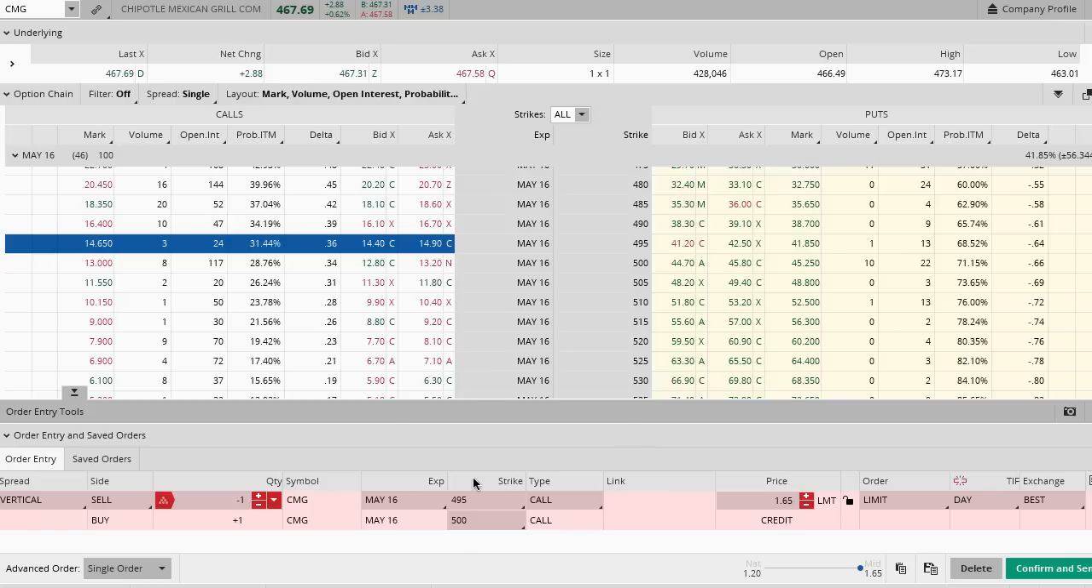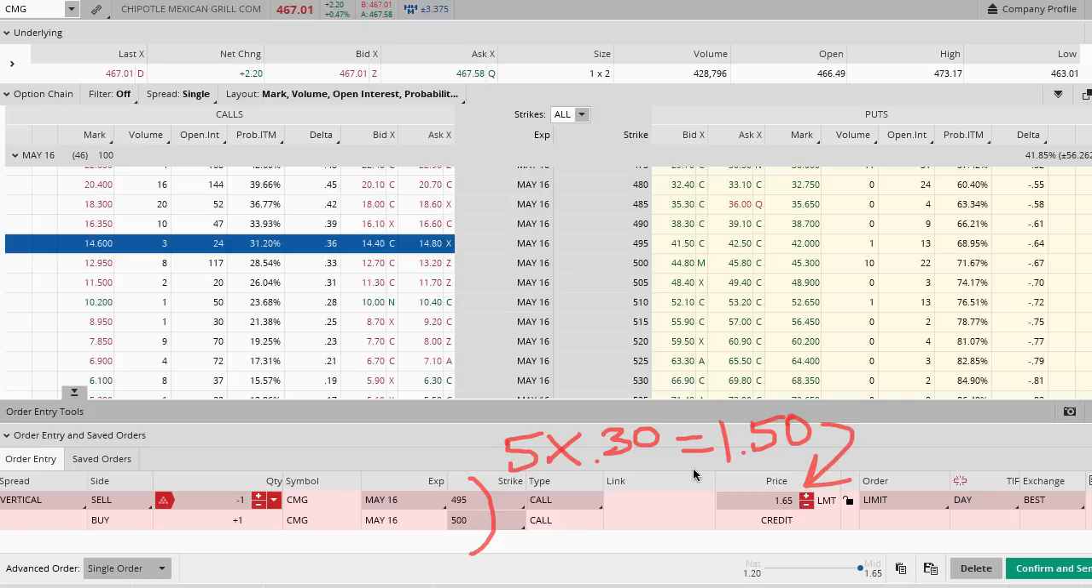So a $5 wide spread, which is exactly what we have, times the risk of being in the money, which is about 30%. Again, I'm rounding down just for simple math, means that we want to take in a credit of at least $1.50 on this trade for us to have good pricing and to make money long term. And you can see the credit that we could take in is about $1.65. So for a trade that wins 70% of the time, we're taking in $1.65 in credit.